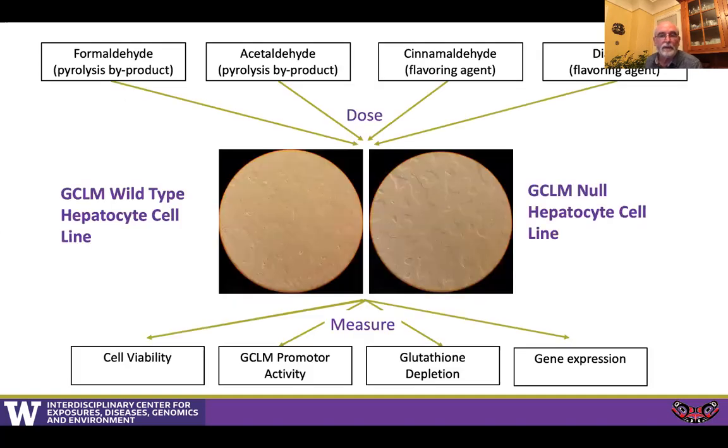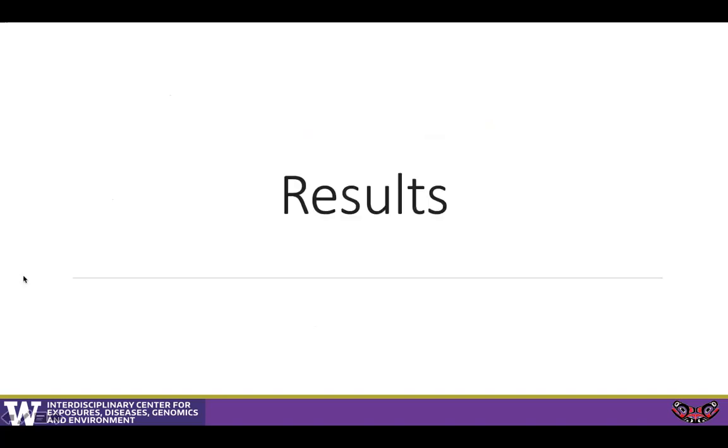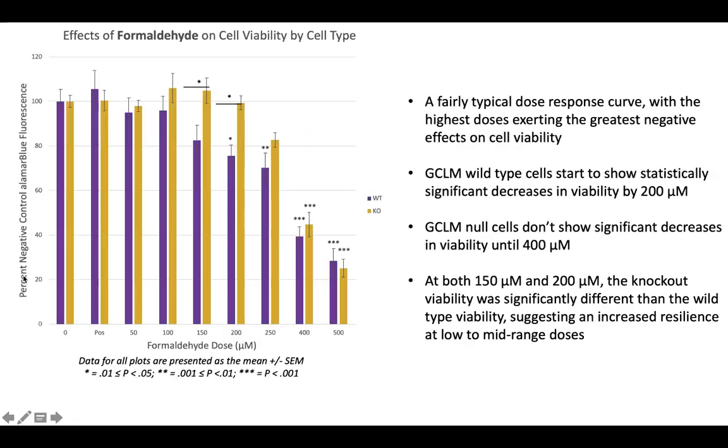So we took these 4 chemicals and exposed our cells to them at various doses, and then assessed cell viability, GCLM promoter activity, glutathione depletion, and gene expression. So on to the results.